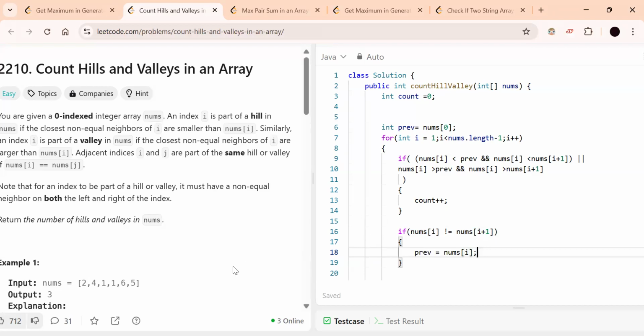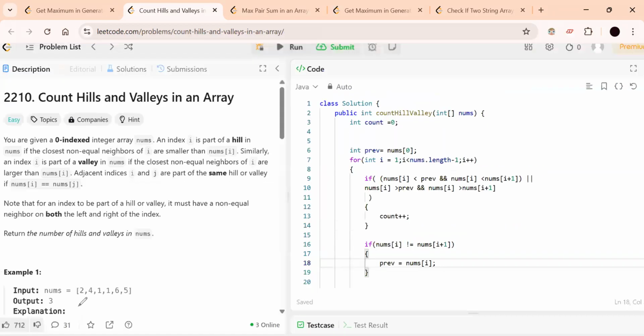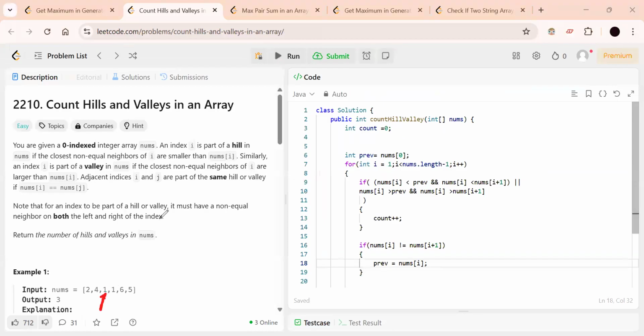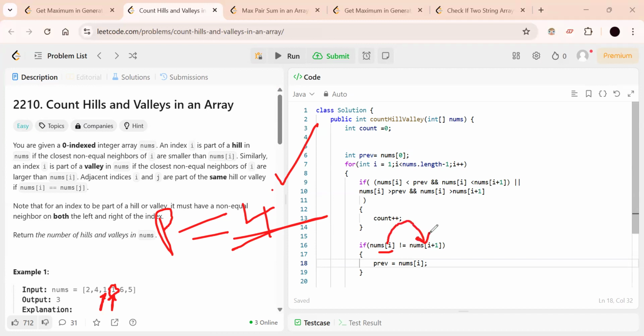What I am doing here is very simple. When you are at this place, previous is 4. Now you need to go to the next value. The next value is also the same, the same as 1. So don't update the previous to 4. It should be the same. So that's what I'm doing. If the current value is not equal to the next one, then only update the previous.